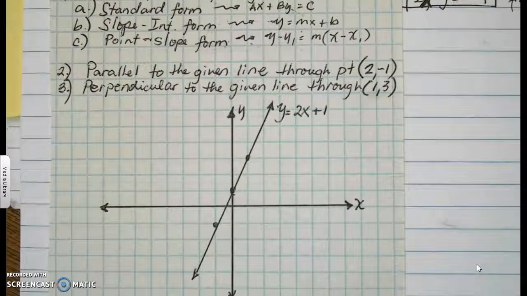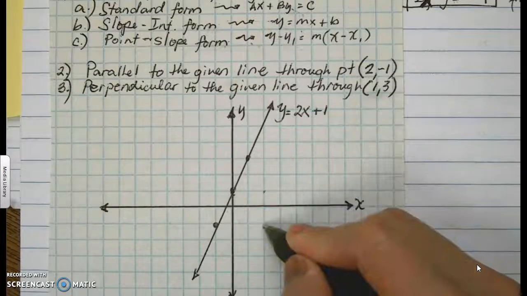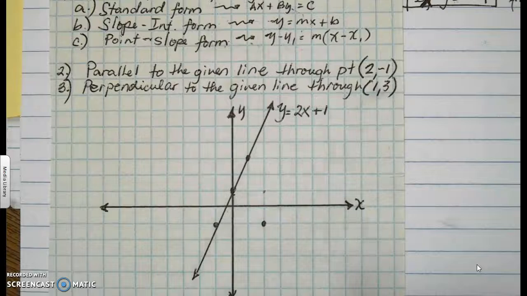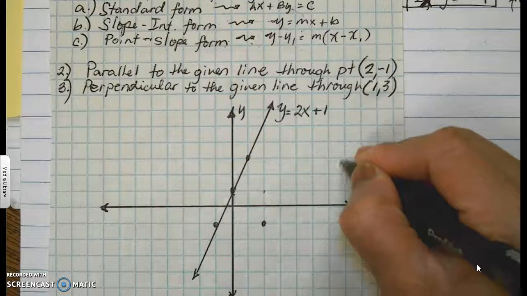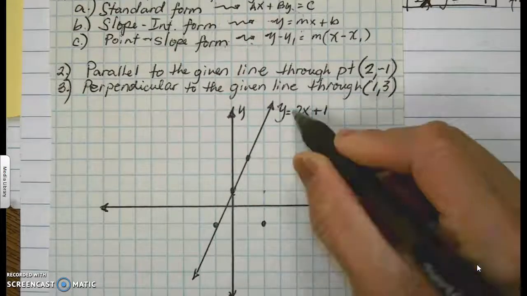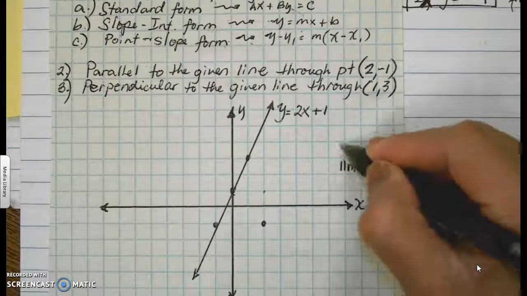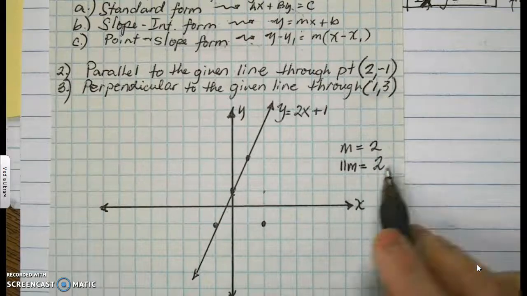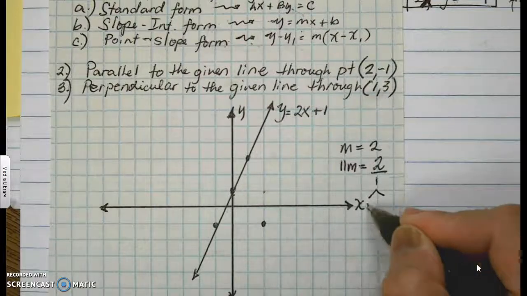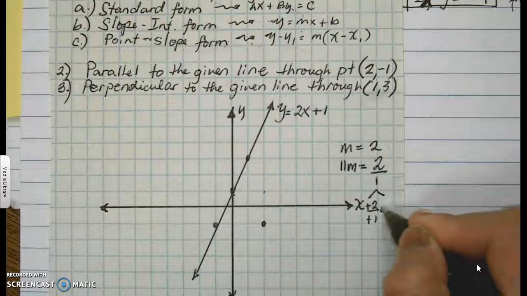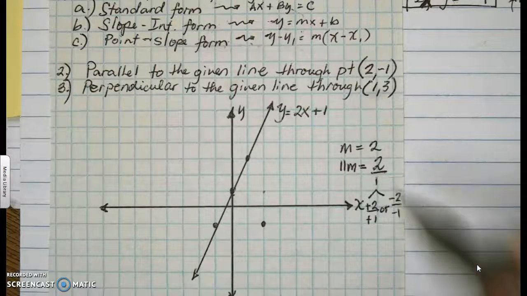So, step 1. Identify your 2, 1. 2, 1 is right here. I'm sorry, 2, negative 1. 2, negative 1 is right here. That's your first step. Second step, understand that the parallel slope is the same as the given line. So if my m is a 2, my parallel m is a 2. So that's 2 over 1. I need my rise and run, and you know that that's plus 2 over plus 1, or negative 2 over negative 1. The signs must be the same because it is a positive.